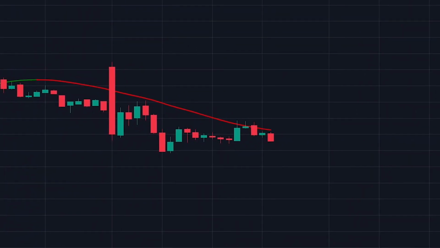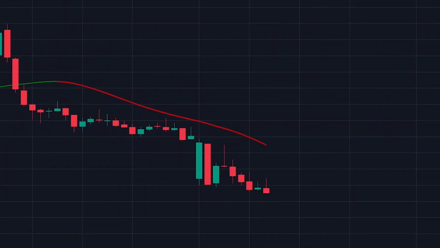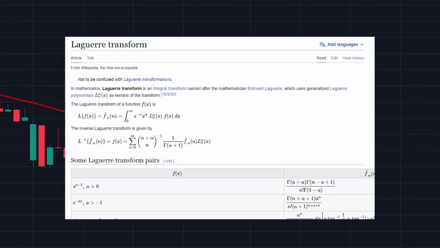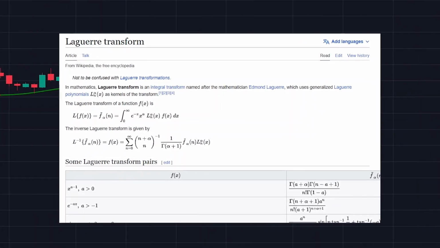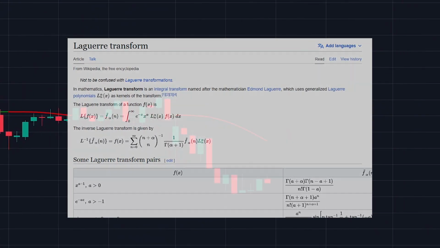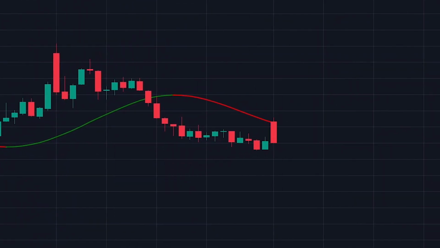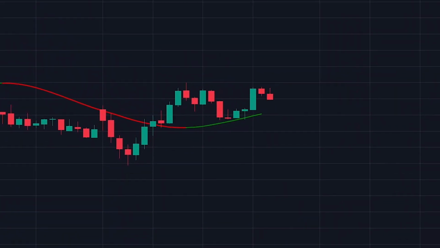The Laguerre filter is a technical indicator used in financial market analysis to identify trends and trend reversals. It is based on the Laguerre transform, which is a mathematical method for filtering signals and separating them into their trend and oscillatory components. The Laguerre filter plots a single line on a chart, which will help us identify trend changes and potential buy or sell signals.